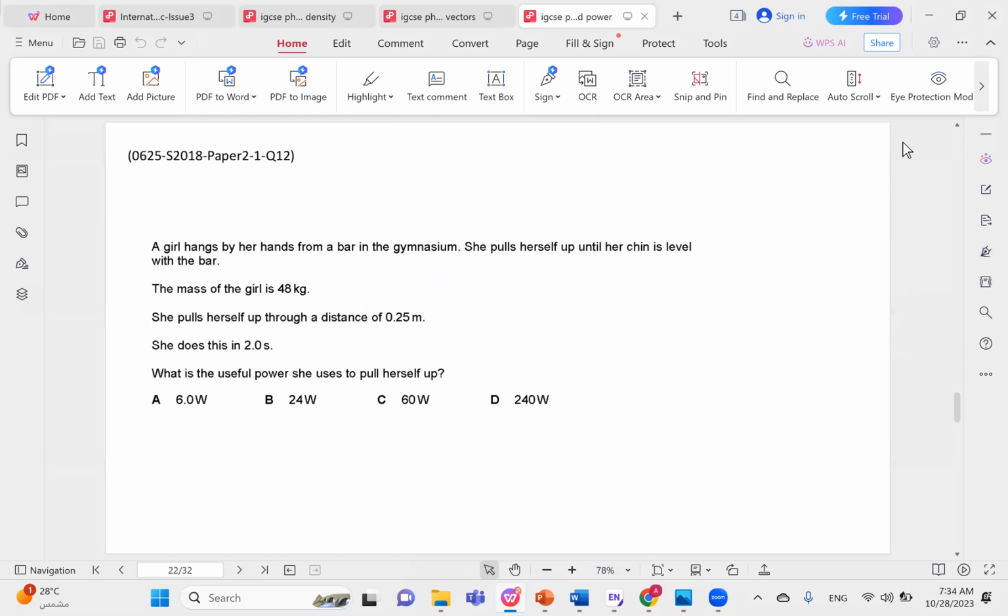A girl hangs by her hands from a bar in the gymnasium. She pulls herself up until her chin is level with the bar. The mass of the girl is 48 kilograms. She pulls herself up through a distance of 0.25 meters. She does this in 2 seconds. What is the useful power she uses to pull herself up?